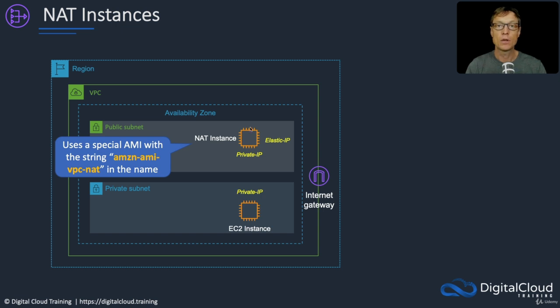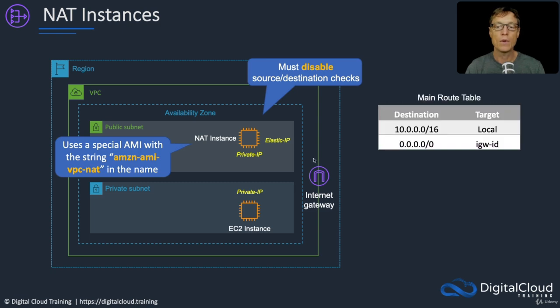Now this instance, because it's in a public subnet, will have a public or elastic IP address, and it will have a private IP address, as all instances do. Now you have to disable source destination checks on the network interfaces for the NAT instance. So that's something that's very important, and you can't do NAT forwarding unless you disable source destination checks for the instance. So now we have our main route table again, no changes there.